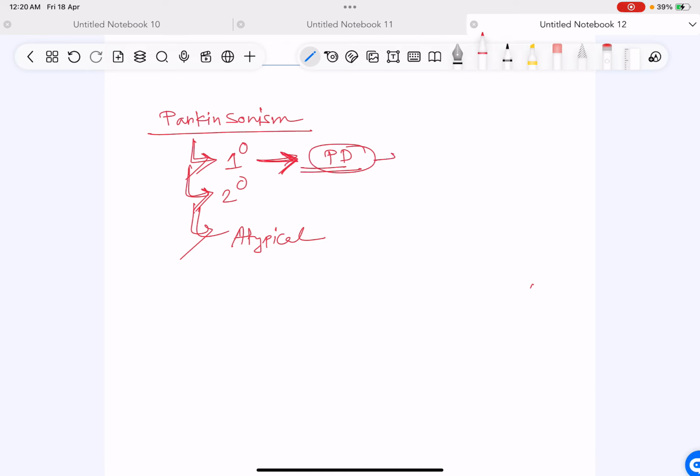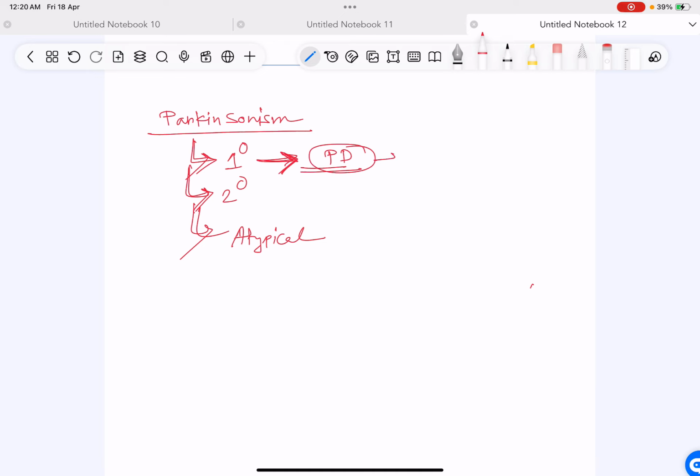pontocerebellar fibers degeneration. So degeneration of these fibers, pontocerebellar fibers, is responsible for the hot cross bun sign on MRI in MSA type C. So hot cross bun sign is seen on MRI. It is seen in MSA type C. It is due to the degeneration of the pontocerebellar fibers.